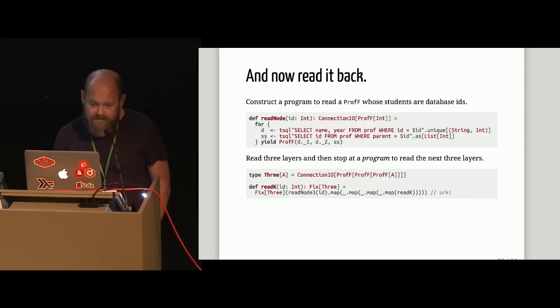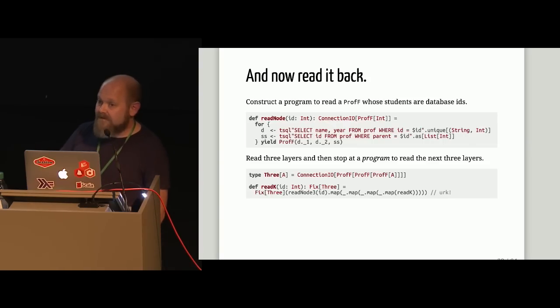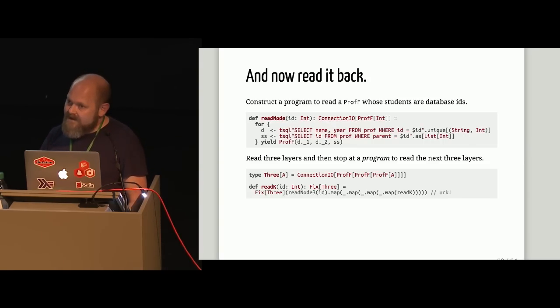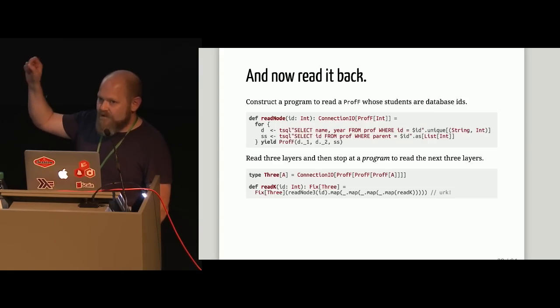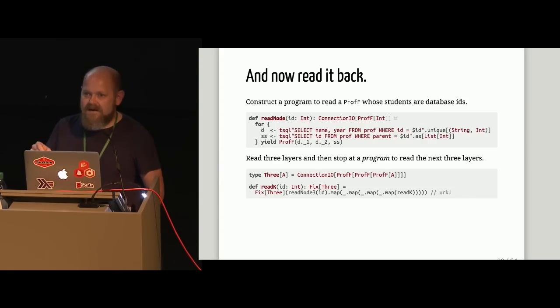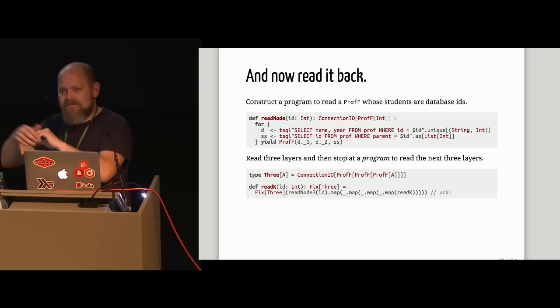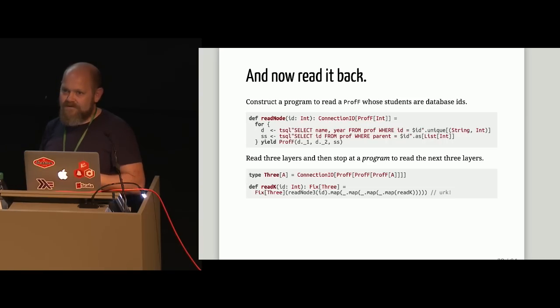So we can define this type 3 of A, it's connection IO of PropF of PropF of PropF of A, and then we need the fix point of that, because the children of this thing, the A, is going to be a connection IO that has a 3-level thing, and its children are going to be the same way. So this is the same recursive problem we've seen before.